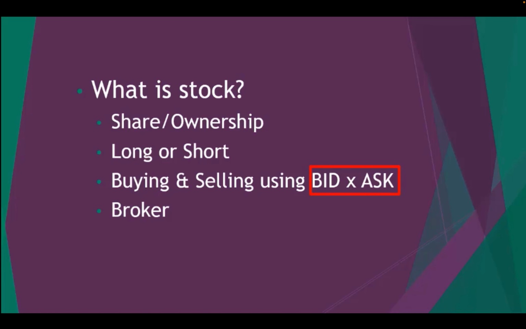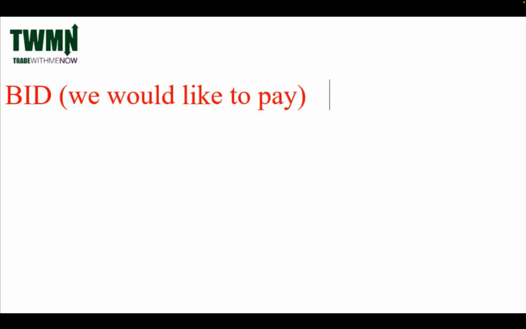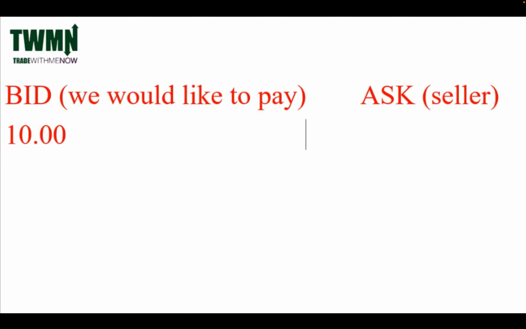The bid is what we are willing to pay. The ask is what the seller is asking. We never, ever pay the asking price. So for instance, if the bid is $10 for a share, and the ask is 11. Okay, they're asking $11. Well, I want to pay 10.